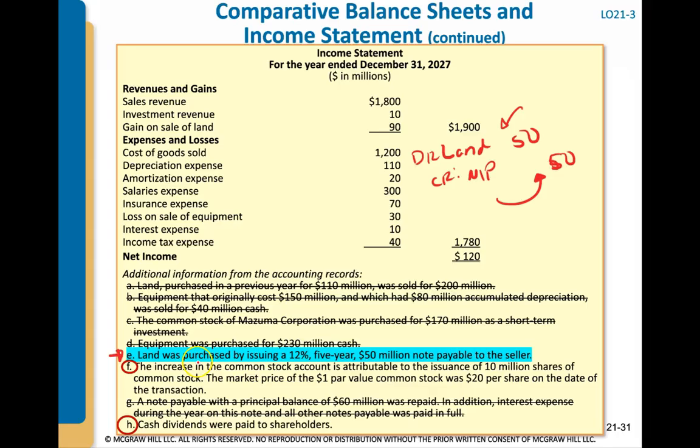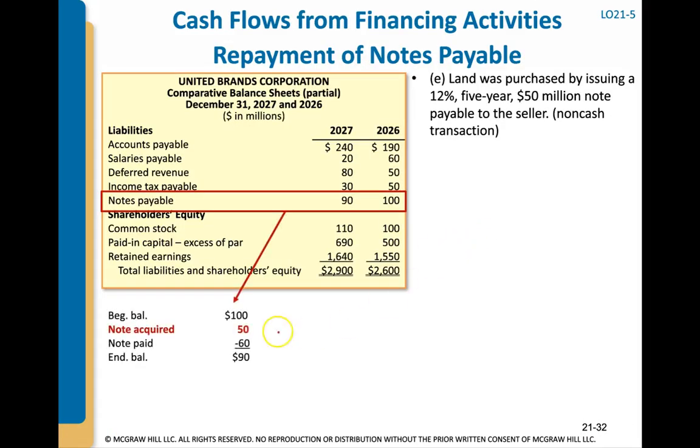This will need to be disclosed on the face of the statement of cash flows under the non-cash investing and financing transactions. But in any case, we still have to record this entry in our journal ledger. So we have a credit to notes payable of 50, which is an increase. So let's go back to our roll forward. When we roll forward the 100 plus 50 for the note acquired minus 60, now our ending balance is actually 90. And then we can be assured that we've addressed all the transactions that occurred within this one account.